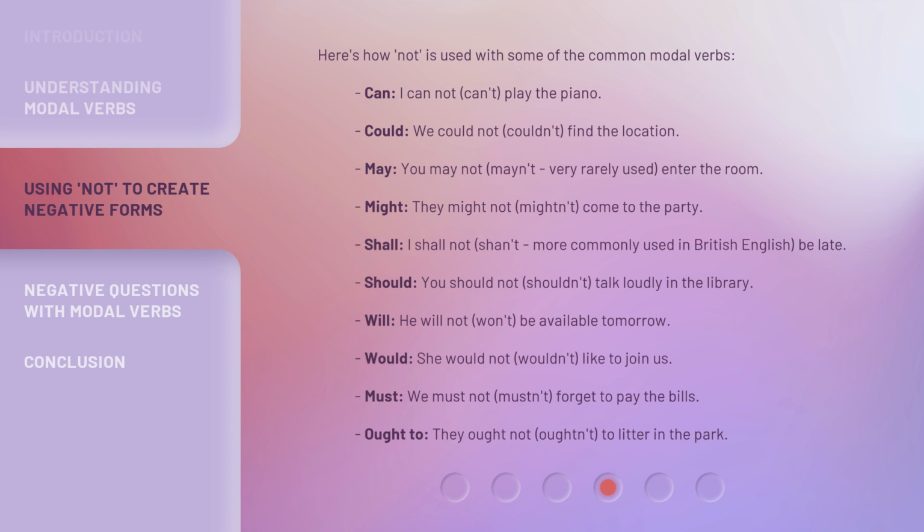Should. You should not, shouldn't talk loudly in the library. Will. He will not, won't be available tomorrow. Would. She would not, wouldn't like to join us. Must. We must not, mustn't forget to pay the bills. Ought to. They ought not, oughtn't to litter in the park.